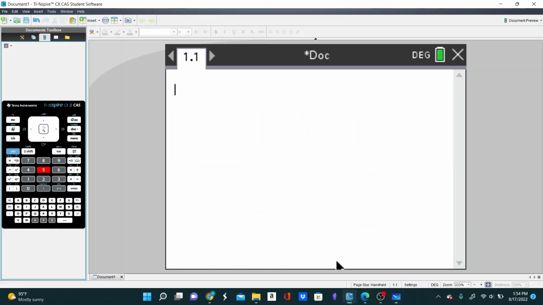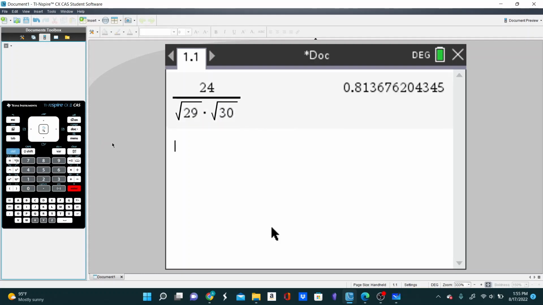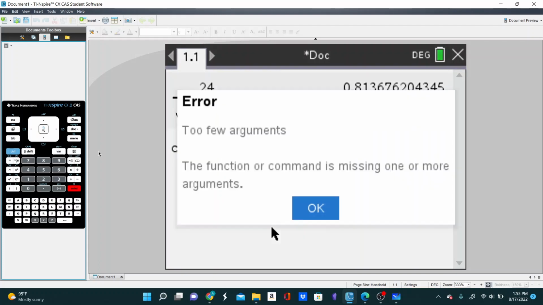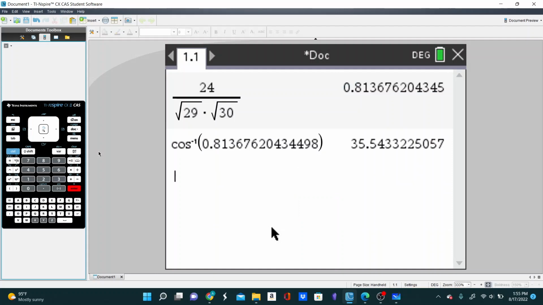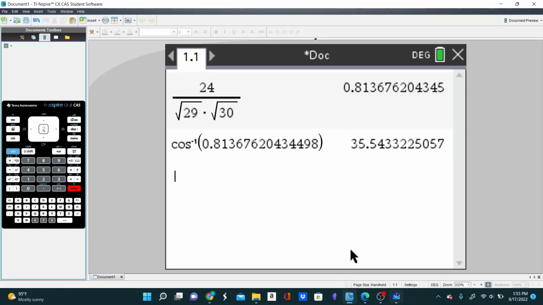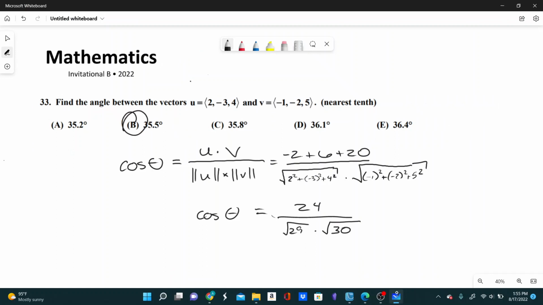So let's see what this comes out to be. 24 over the square root of 29 times the square root of 30 comes out to be 0.813676, and so on. This is equal to the cosine of the angle. If we want to find the angle, we just take the inverse cosine. So you go to trig, cosine to the -1, which is the same thing as inverse cosine, of this answer, and you end up with an angle of 35.54 degrees. Is it to the nearest hundredth? Nearest tenth. So 35.5 degrees, and that is answer choice B.